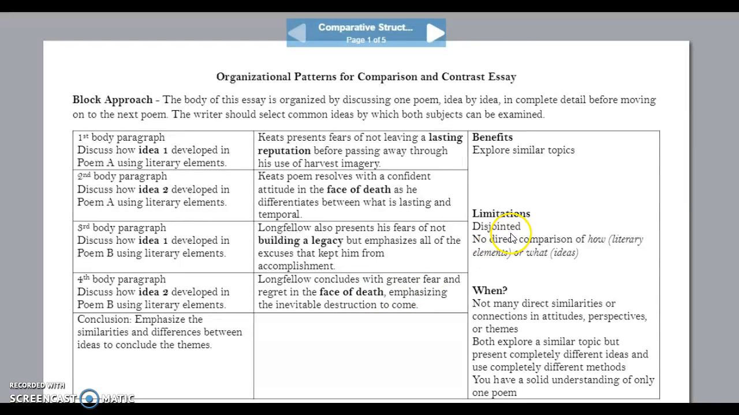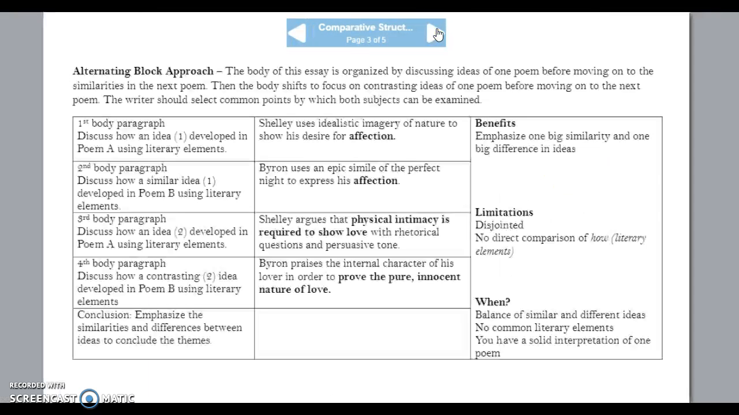But in the end, the limitation of this structure is that it's disjointed and there's no direct comparison of the how or the what until you get to the very final conclusion. So this is an option, but it's not the best option. Let's look at a couple of others.